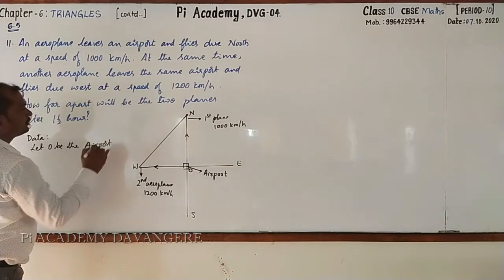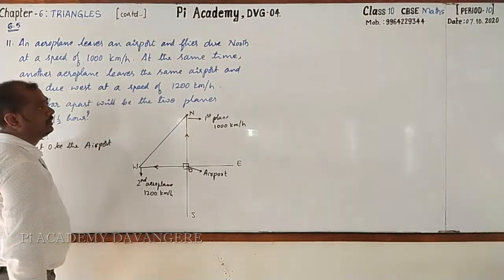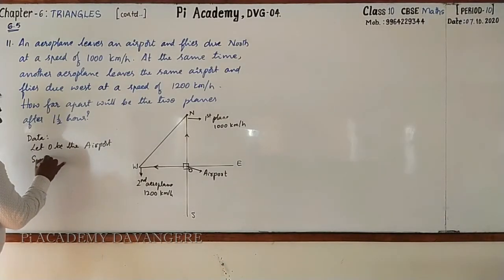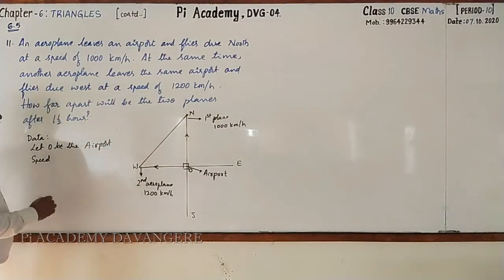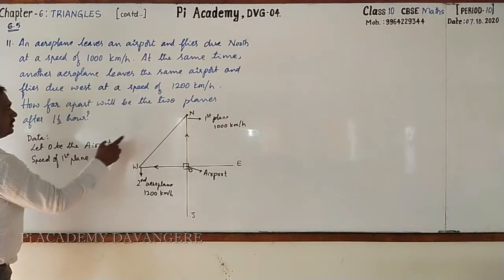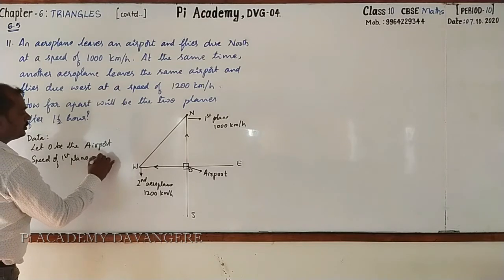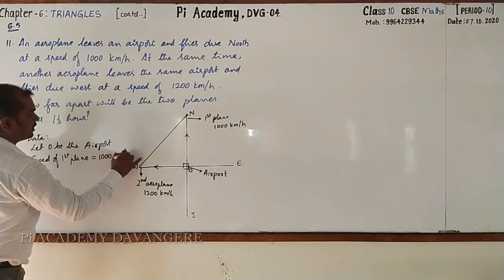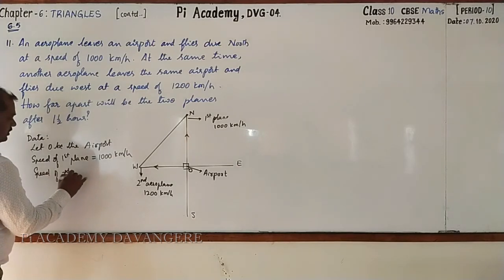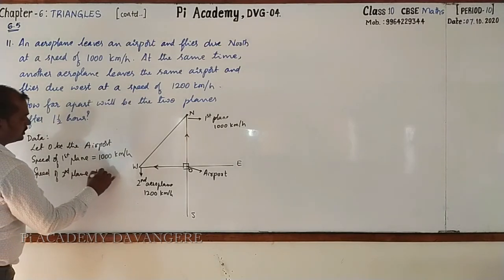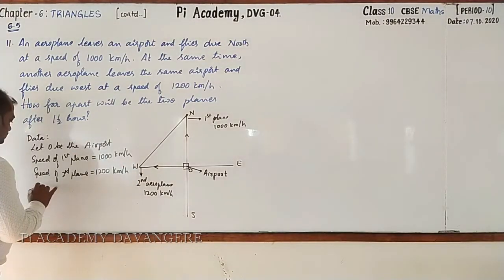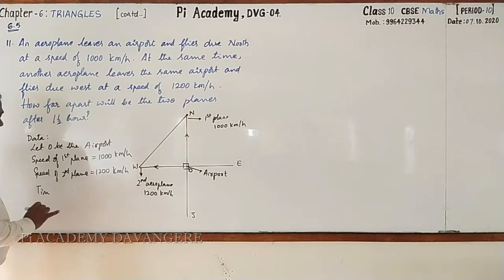Airport. Then, what is the speed of the first plane? The speed of the first plane, which moves towards north, is equal to 1000 kilometer per hour. Then the speed of the second aeroplane is 1200 kilometer per hour. Next, the time for which they fly.